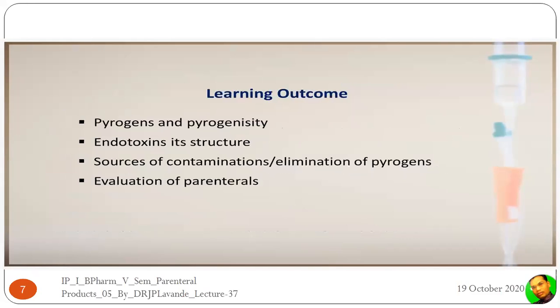Now, today we have to go through the different aspects associated with the pyrogens. After studying all these details, you will be able to explain what the pyrogens are, what is the meaning of pyrogenicity, what the endotoxins are, what is their structure, what the sources of contamination are, and how we can go for the process of elimination of the pyrogens. And last but not the least, the process by which we can go for evaluation of the parenteral products.